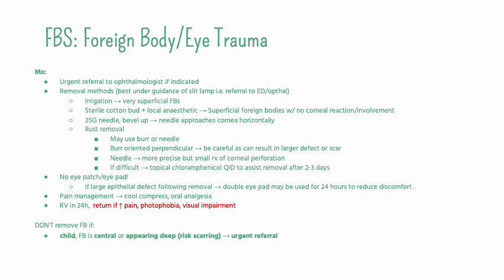If there is corneal involvement, or if the foreign body is quite deep in the eye, then you would consider using a 25 gauge needle bevel up, with the needle approaching the cornea horizontally. It's important that you do approach the eye horizontally, as there is a small risk of perforation. With rust removal, you may also use a burr or a needle with the burr oriented perpendicular. You want to be careful because this can result in a larger defect or scar.